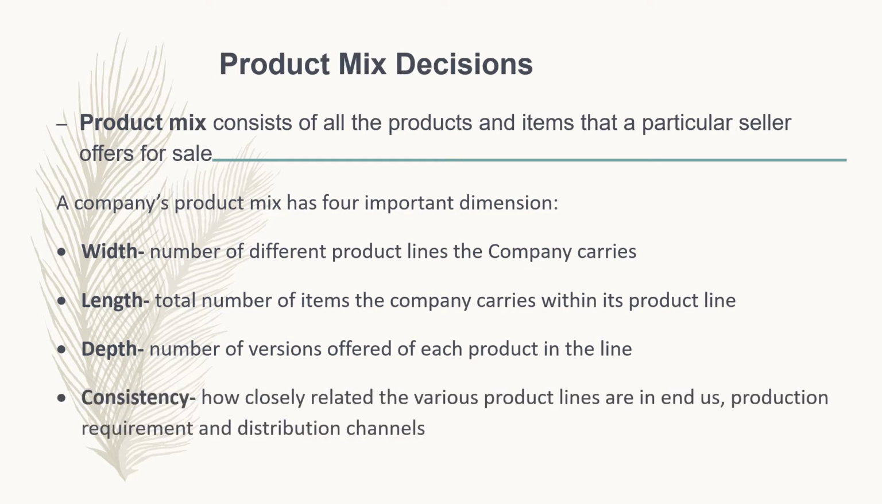Next is the consistency. Consistency is how closely related the various product lines are in terms of production requirement and distribution channels. Consistency is relationship. Product mix consistency describes how closely related product lines are to one another in terms of use, production, and distribution. For example, your company may sell health bars and a health magazine in retail stores. However, one product is edible and the other is not.